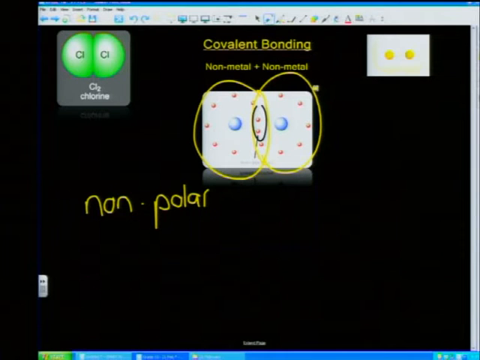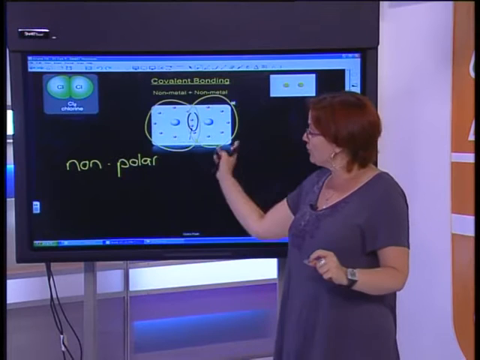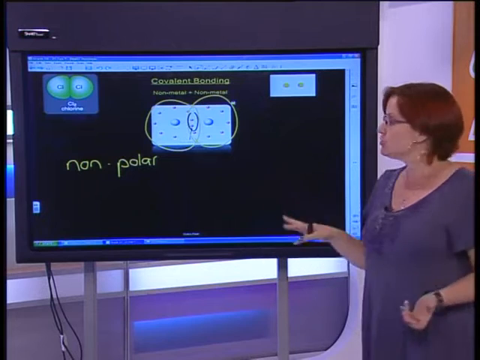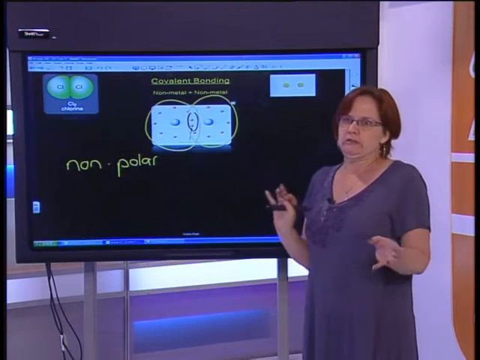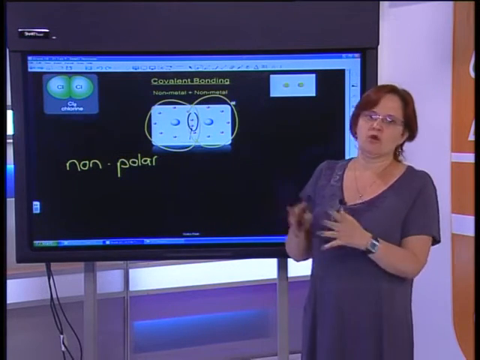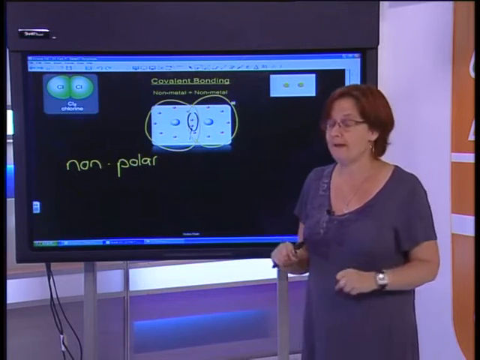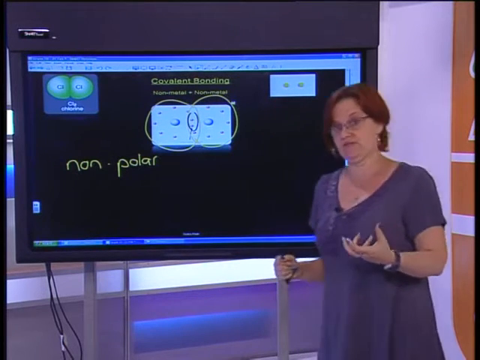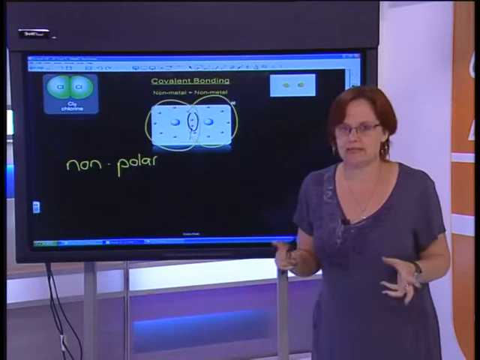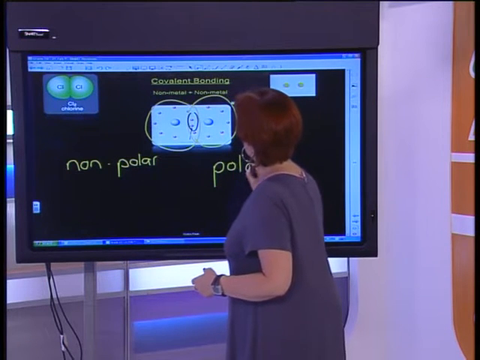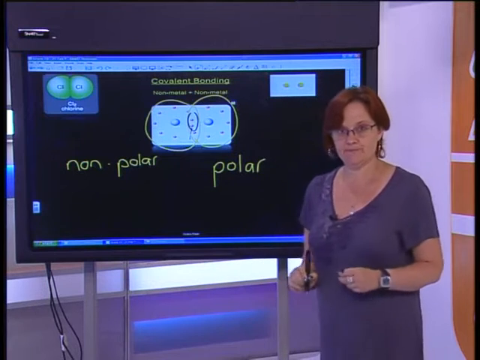Now, non-polar is actually quite important because what non-polar means for us is that we have complete equal sharing. So both atoms see the electrons for the same amount of time. So both atoms are sort of duped, if I can use that word, into thinking that they have the electrons all the time, okay? If there is an electronegativity difference, then there's not equal sharing, and we get what is known as polar covalent bonding, okay?